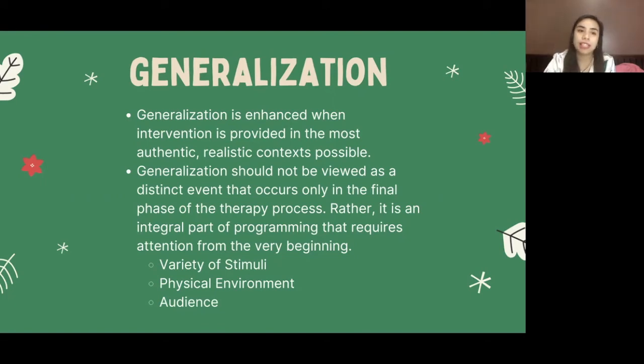When you have generalization, you look at three things: the variety of stimuli, as I said. When he names objects, is it just for daily objects? Is it all objects? Is it a picture? Is it the real object itself? So you really have to see if he generalizes in that aspect.